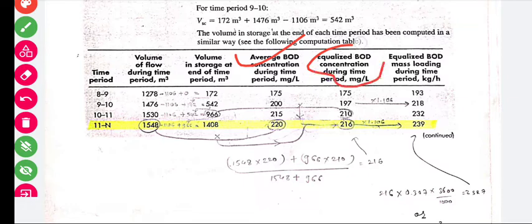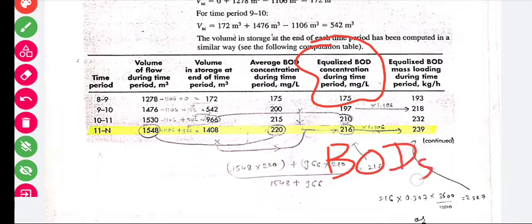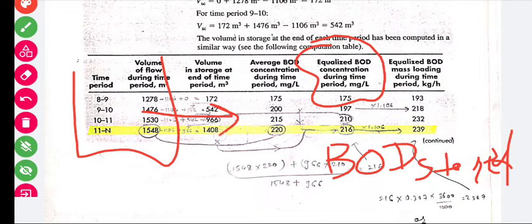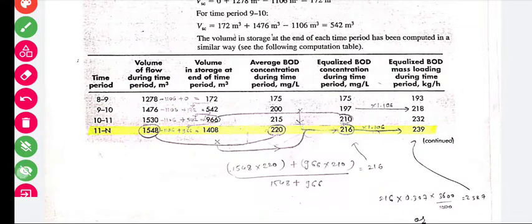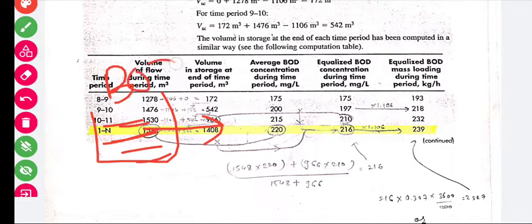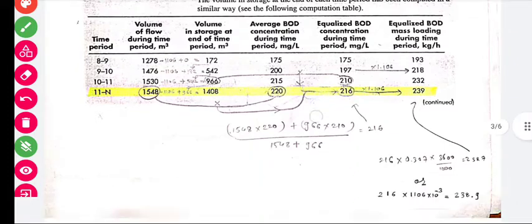These last two columns are very, very important to understand. This is nothing but your BOD stored, or the BOD in outflow. Why? This is an equalization tank. Outflow is constant. So whatever water is stored here, the BOD of stored water will obviously be the BOD of outflow. Whatever water is stored here is going out now. So BOD stored is equal to BOD outflow.